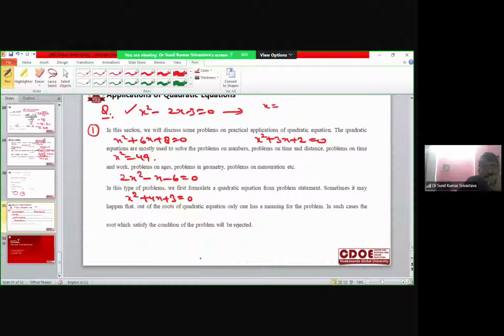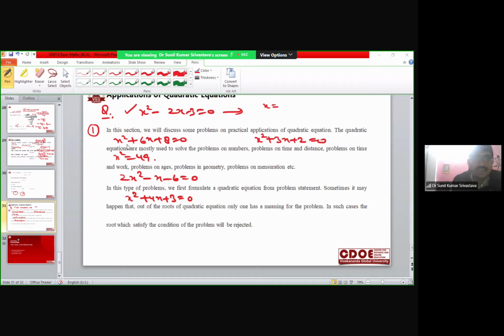Any given answer for that one? Anyone? No. Okay. One has given an answer, that is x is equal to -1. Very good. Some students have given the answer very well. Okay, very good. So I hope you understand. So this is the whole of the quadratic equation.